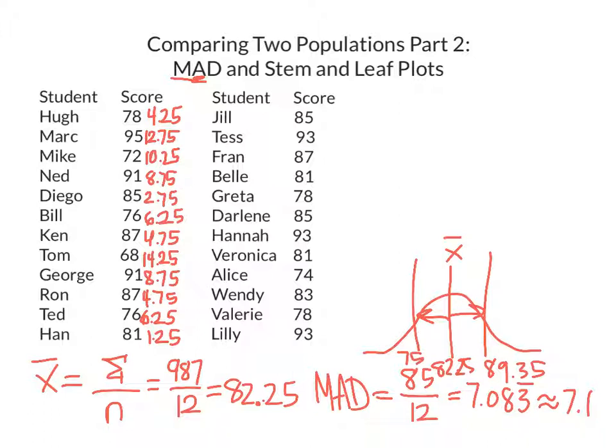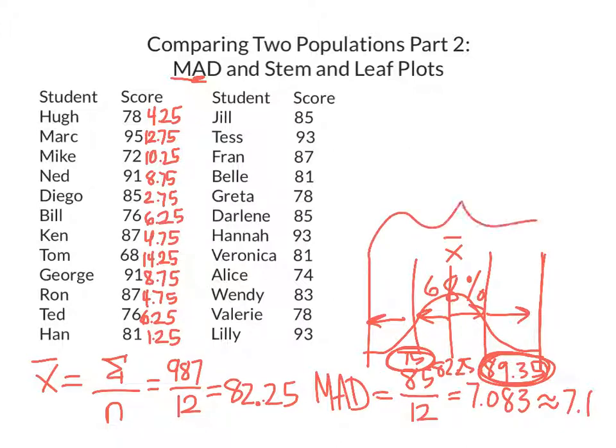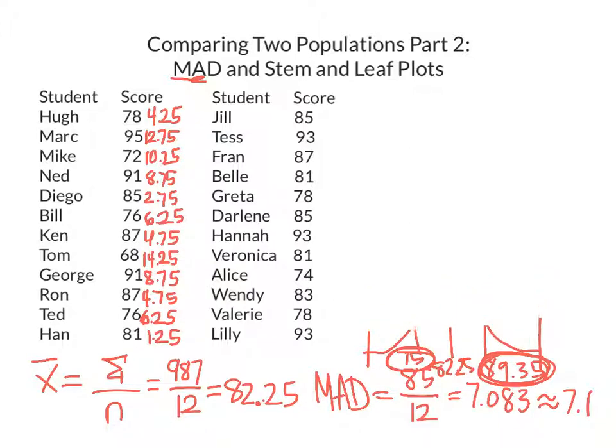So 68% of the data will fall between 75 and 89. And then of course we could go a second deviation by adding another 7.1 and subtracting another 7.1 and get about 95% in between these two. 95% of the data will fall between those two. But again, it's just talking about how spread out the data are. So I'm going to leave all the other stuff down there. That was a quick explanation of why we did it.